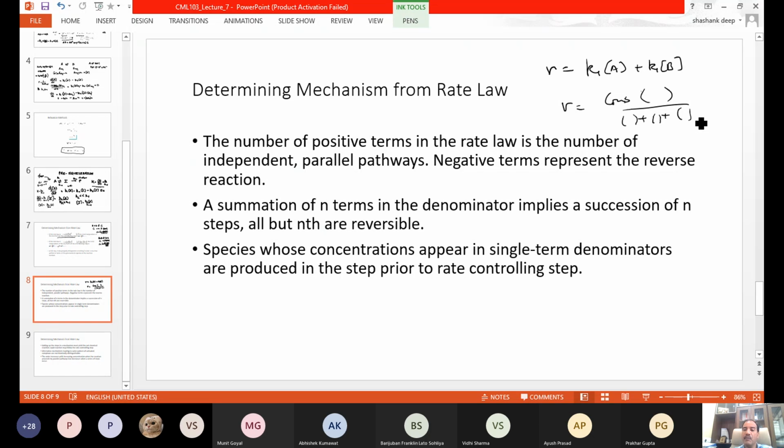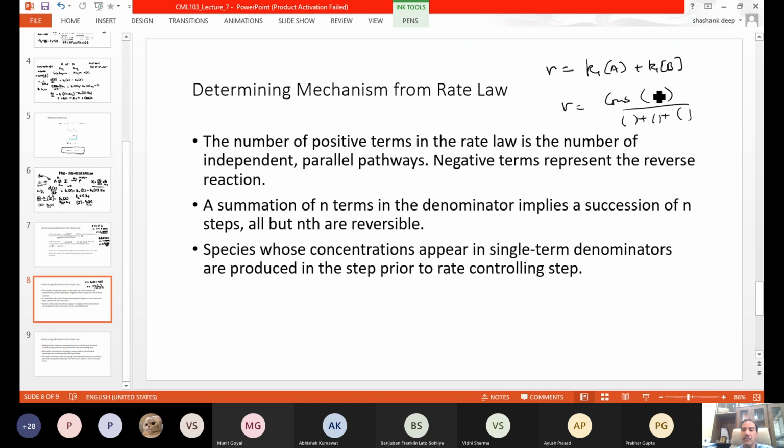Why can it be more? Because some of the terms may be negligible because of their rate constants. But if the rate constants are not negligible, then it must consist of three steps. Then, a species whose concentration appears in a single term denominator is produced in the step prior to the rate limiting, rate controlling step.